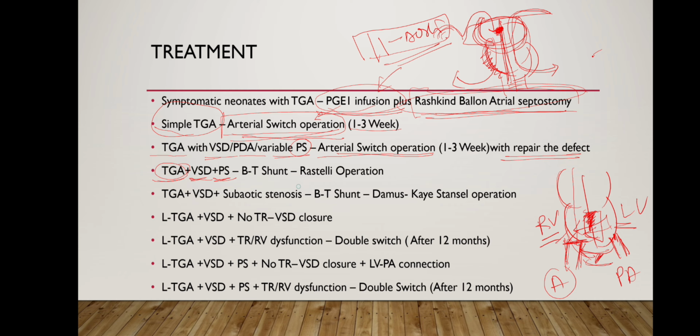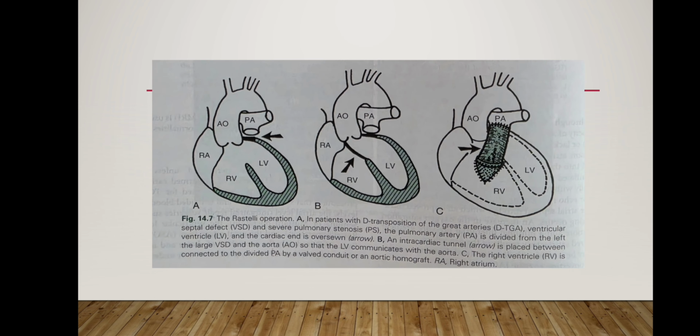So what happens? We have to do the BT shunt as early as possible to increase the blood flow to the lung. Our main motto is to increase the blood flow to the lung, as there is a pulmonary stenosis, so there is cyanosis. To decrease the cyanosis, we have to increase the blood flow to the lung by the BT shunt. After that, we have to do the Rastelli operation. What is the Rastelli operation? The Rastelli operation looks like this. So this is TGA with VSD and also pulmonary stenosis. So first, what do we have to do?